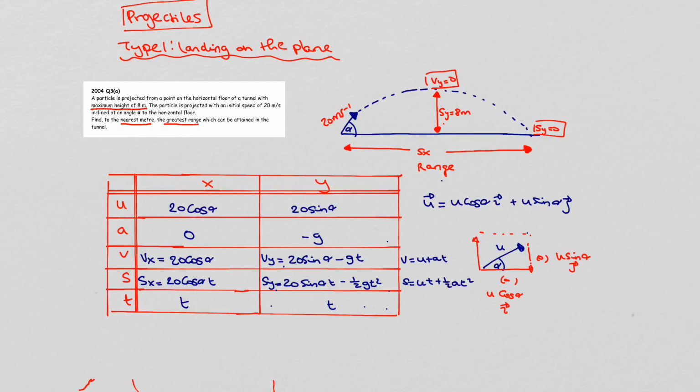So based on the information given to us in the question, in order for us to find the greatest range, we can see that we need 20 cos alpha T. So therefore we need to know what alpha is, and we also need to know what T is, the time of flight. Now, our time of flight can be worked out by letting sy equal to 0, but we also need to find alpha. So therefore, if we look at the other piece of information given to us, we can see that sy is equal to 8 when vy is equal to 0.